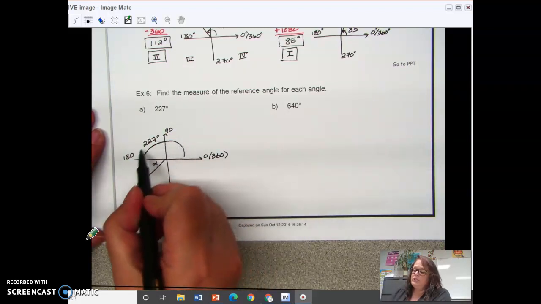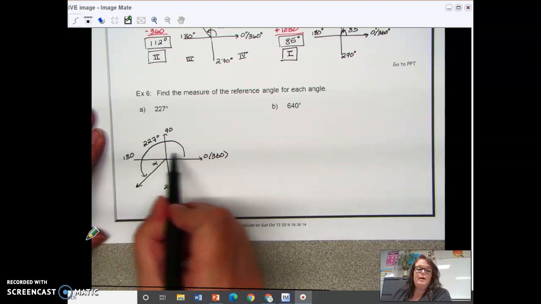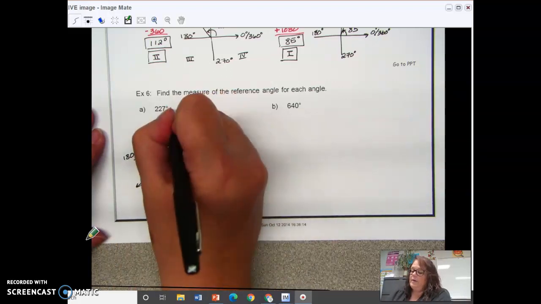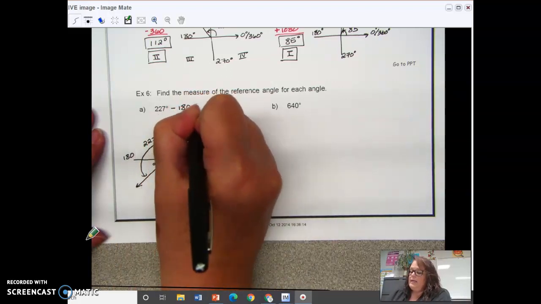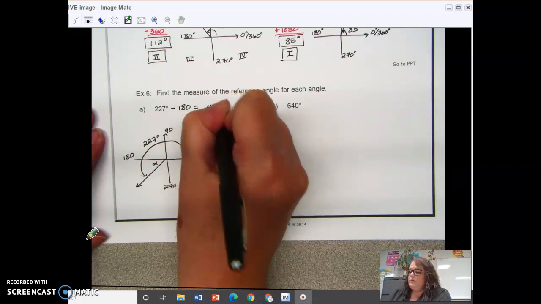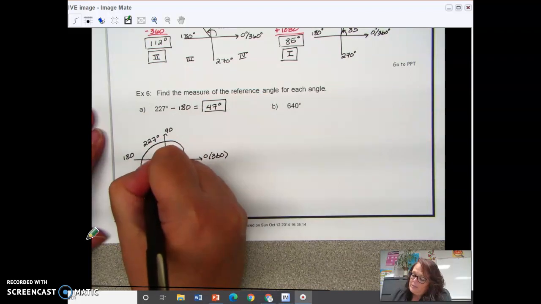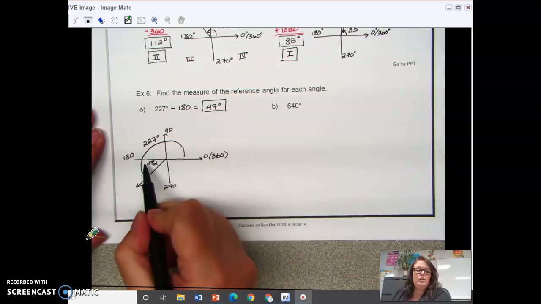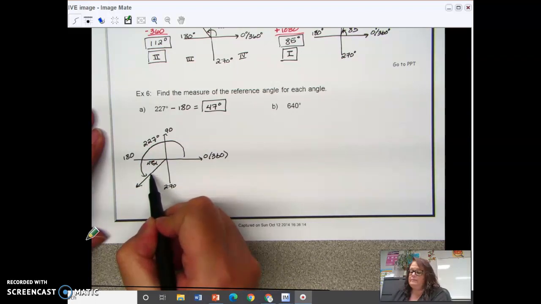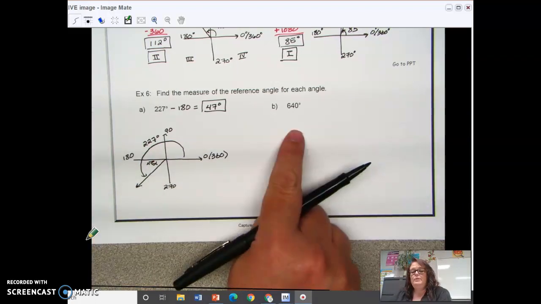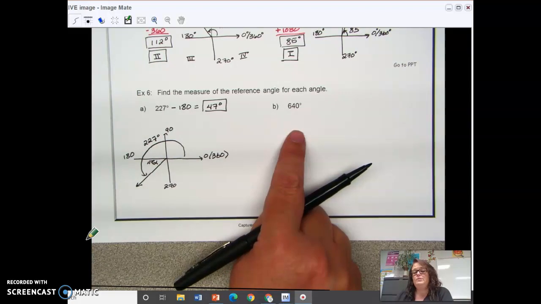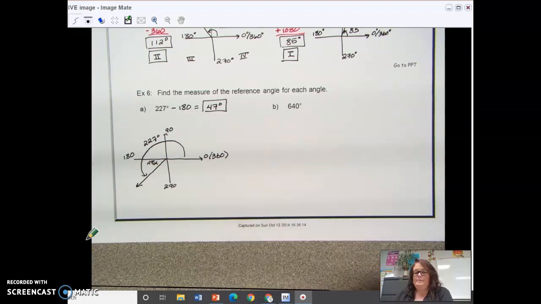Do you see that it's the 227 degrees minus the 180 up above? If I subtract 180 from that, I get 47 degrees. And that is this little acute angle measure here that gets us from that negative x-axis to the terminal side. Okay? So take a moment to pause the video. What I would do for B is put it in the first revolution and then see what you get from there.